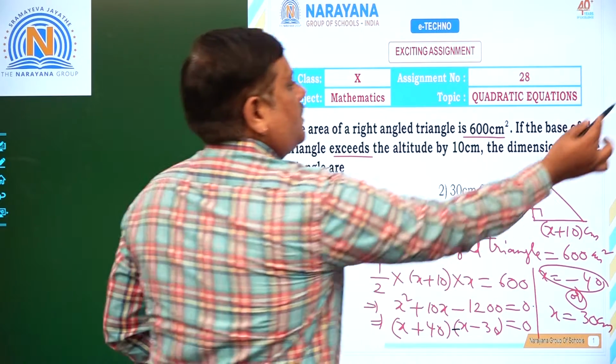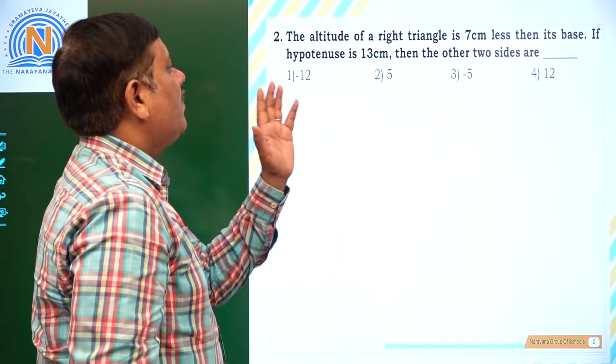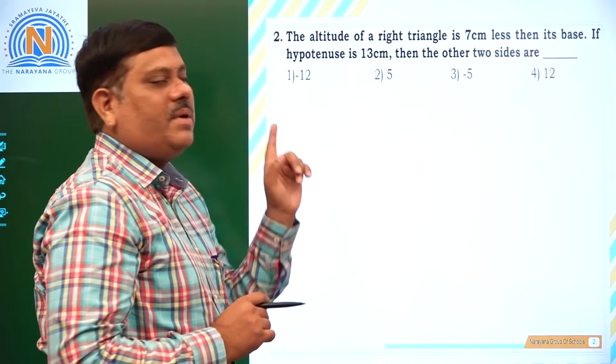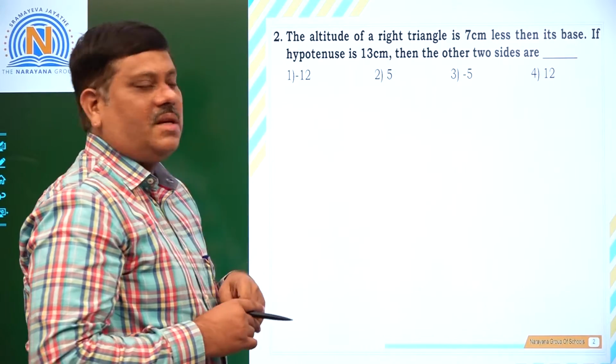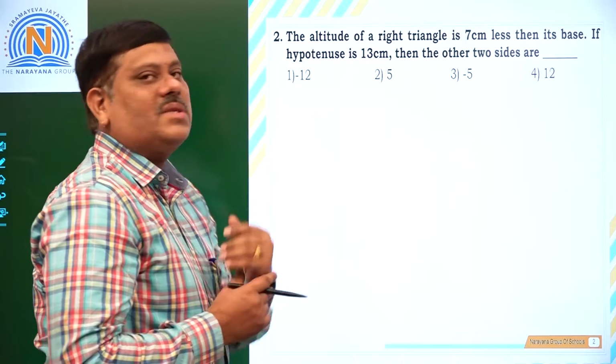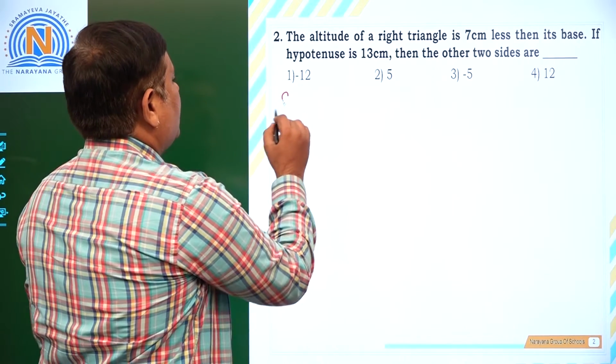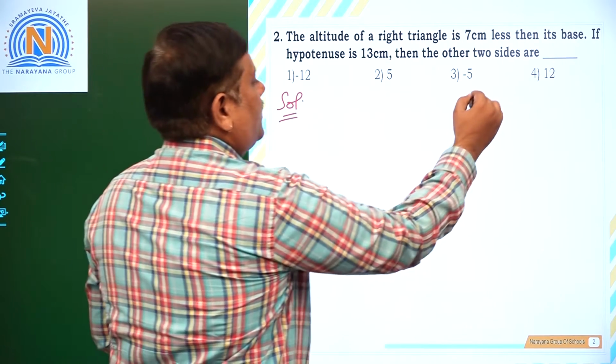Okay. Let us see the next question. The altitude of a right triangle is 7 centimeters less than its base. If the hypotenuse is 13 centimeters, then what are the other two sides? It is also a similar kind of question. It is a right triangle.